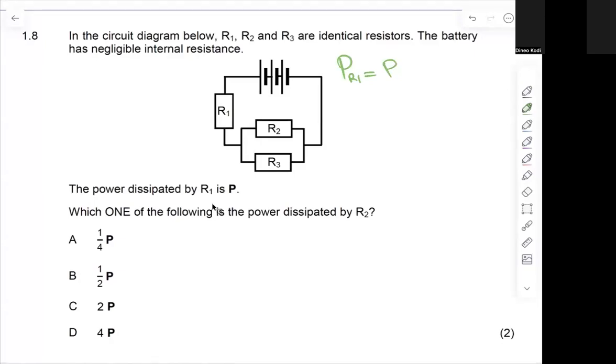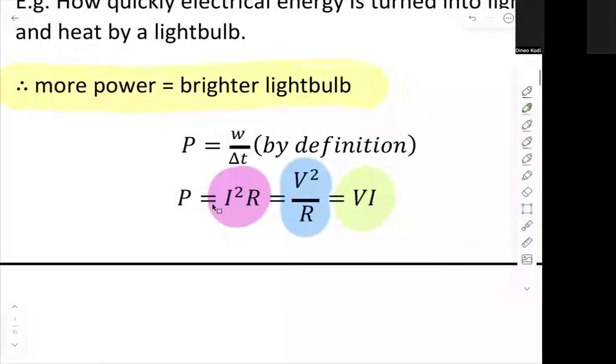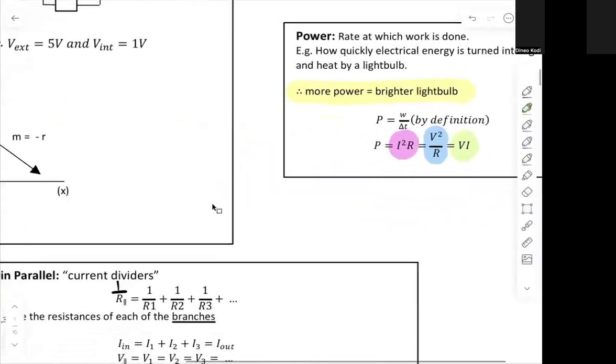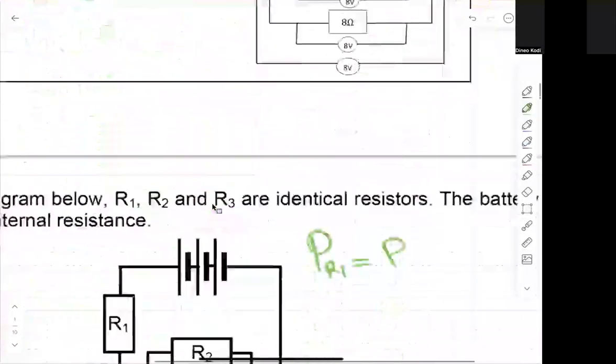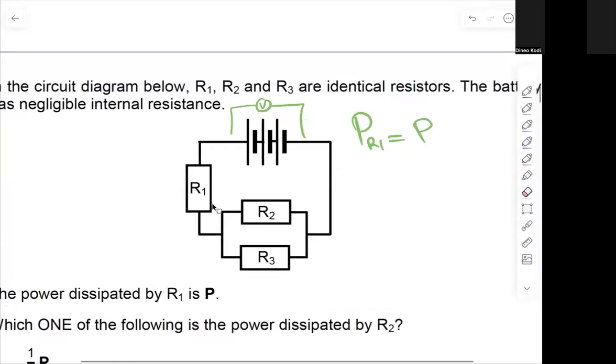So the power by R1 is going to be using any one of our equations. If we look back at our equations for power, let's quickly go there. Power, we have I squared R, we've got V squared over R, we've got VI, right? So let's look at maybe how it's going to affect each of those things. In this case here, let's assume the voltage out of this cell here, let's call that V. And then we've got R2 over R3 in that case there.